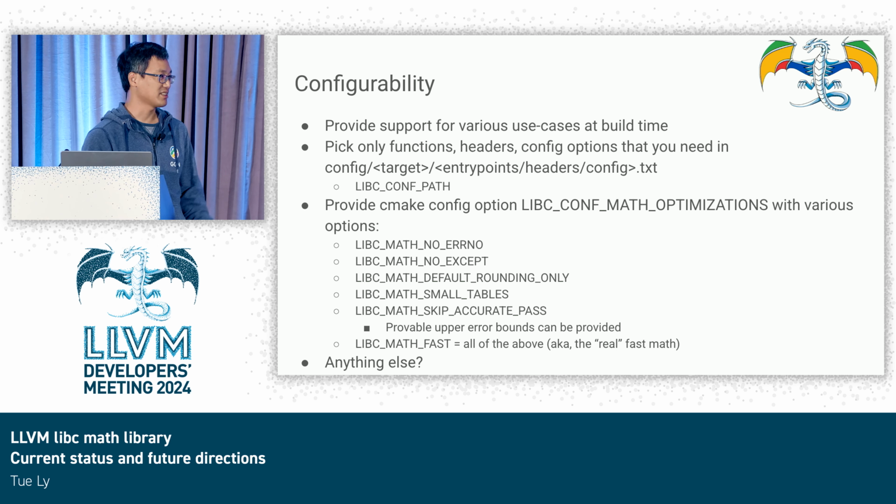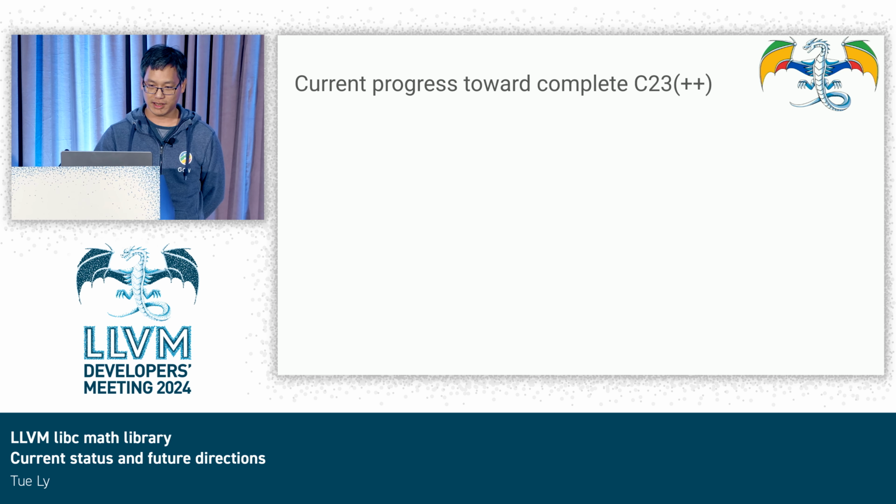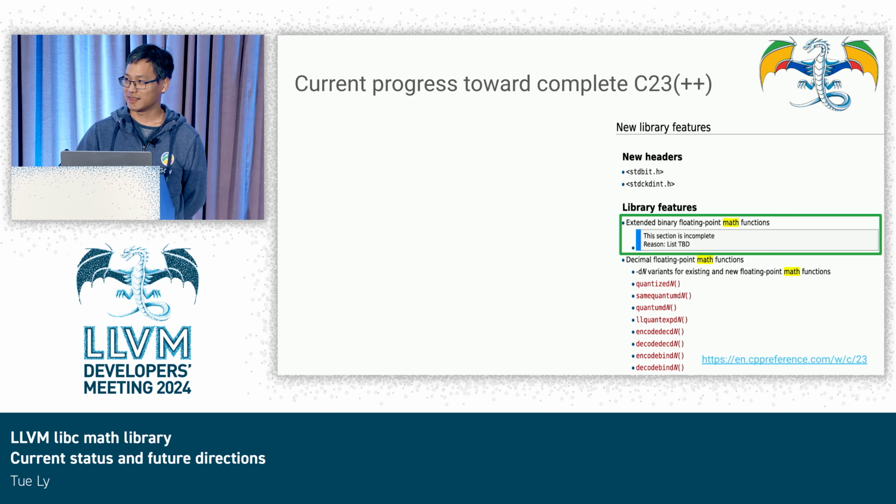All right, and if you have any optimization that you need that is not fitting here, please let us know. All right, so what is our current progress toward C23? Well, C23 plus, because there are some extra things in there. I love this one from the reference on the differences with the new things in C23 for the math library. Well, just one line.